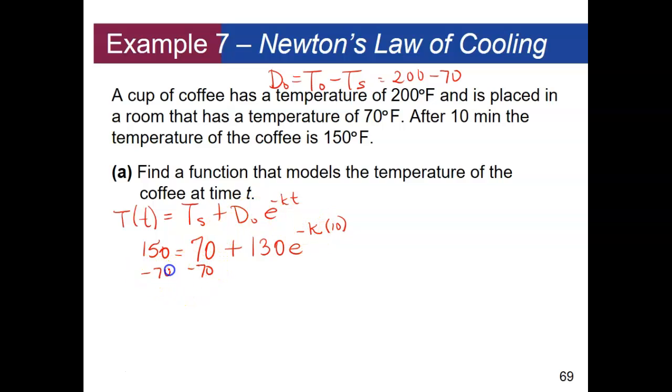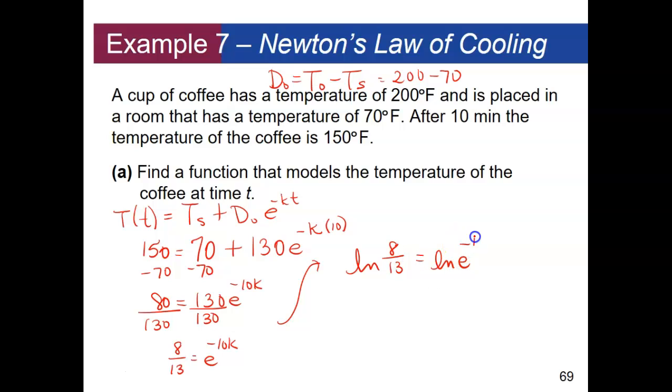So the first thing we'll do is subtract 70. I'm going to divide by the 130. This will reduce to 8 over 13. Then I'm going to take the natural log of both sides. So I'll have negative 10k equals the natural log of 8 over 13. My last step is to divide by negative 10. So k is going to be 0.04855.